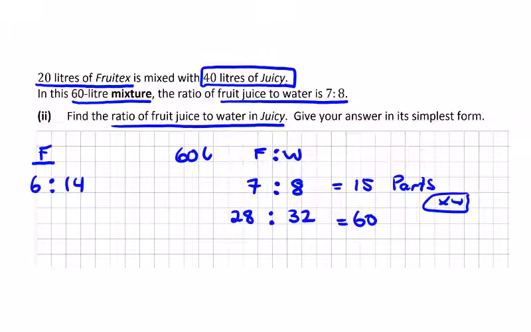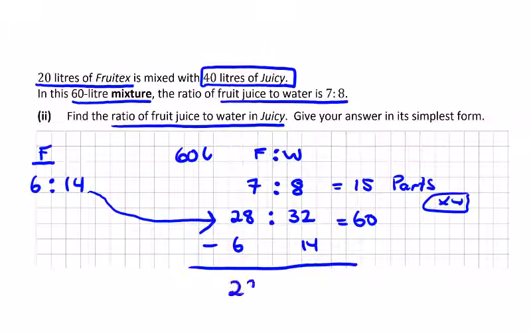And they're telling you that this is already in here. This 6 to 14 is already in this total mixture. So if we take away 6 and 14, we'll get what's left, which will be 22 liters of fruit juice and 18 liters of water. And this will be an 11 to 9 ratio of fruit juice to water.